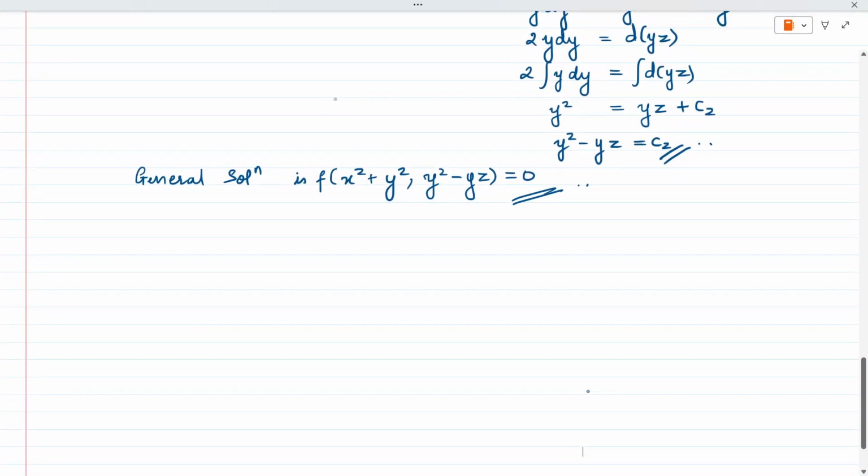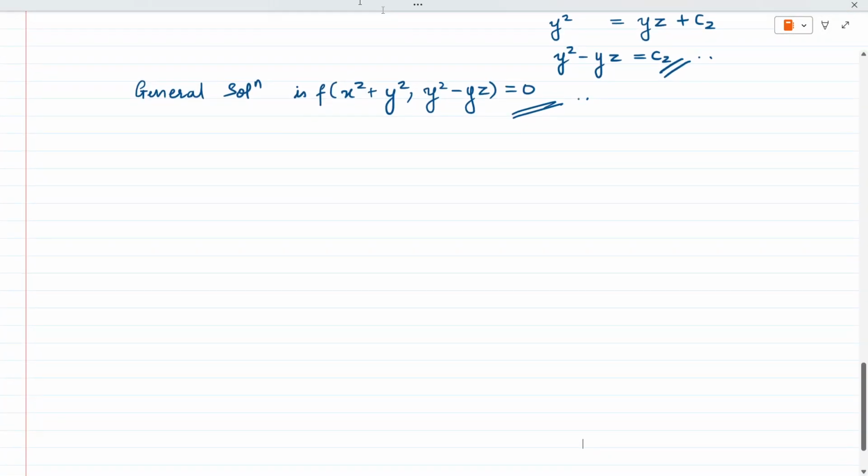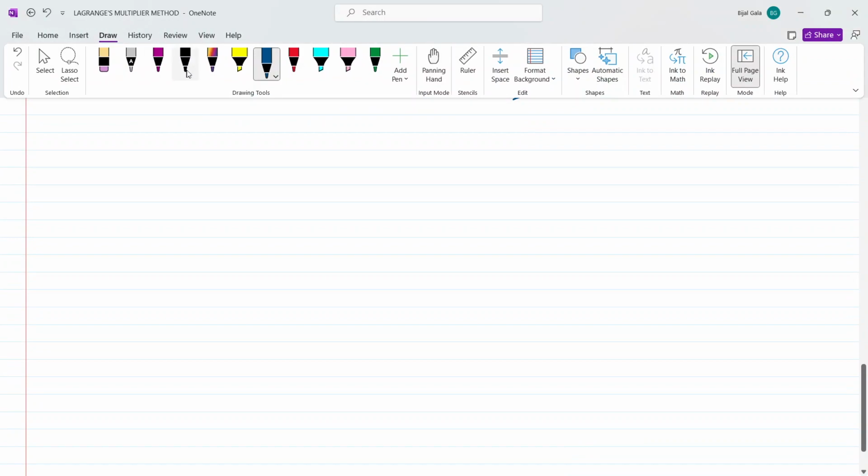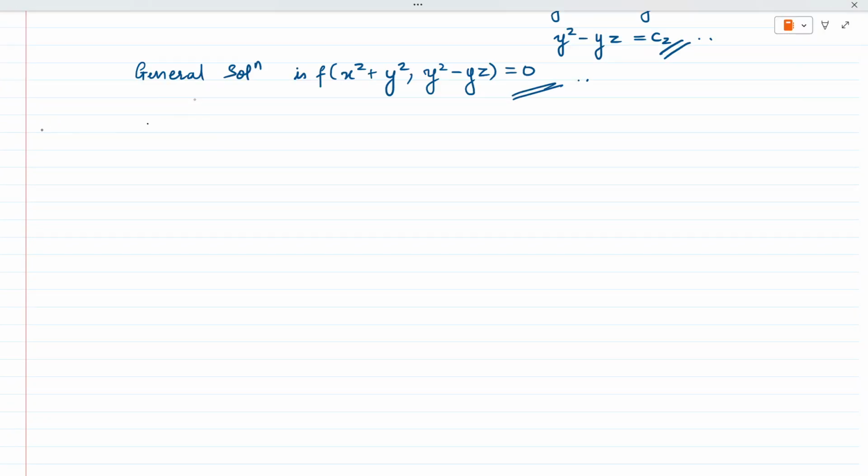Now we are moving to the actual multiplier method. What we have done is also multiplier method, but I'll explain it a little later. Exactly इसमें और उसमें difference क्या है? Once you see the fourth sum, you'll understand the difference here. ठीक है? So let's look at the next question.